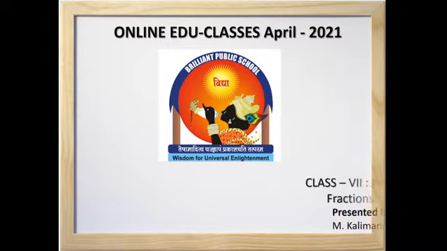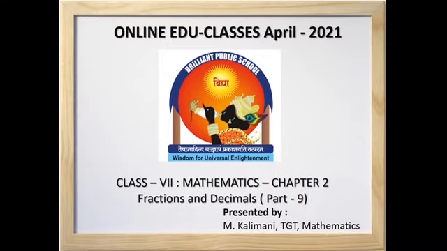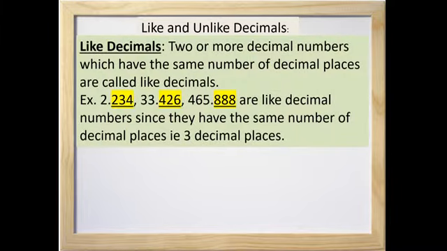Today we are going to learn the ninth part of chapter number 2, fractions and decimals. Children, now we are going to learn about like and unlike decimals. Then what are like decimals? Two or more decimal numbers which have the same number of decimal places are called like decimals.